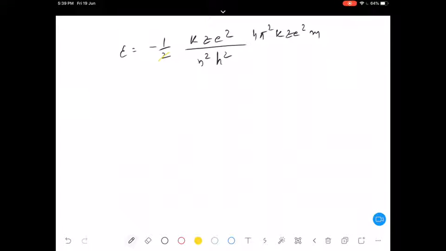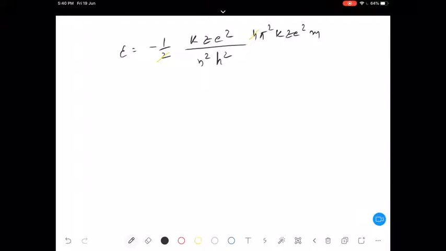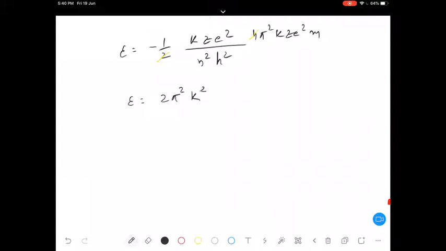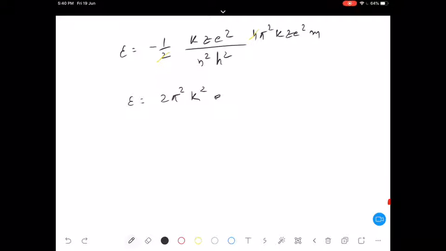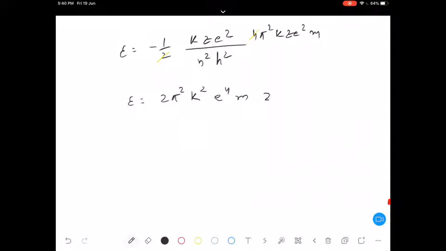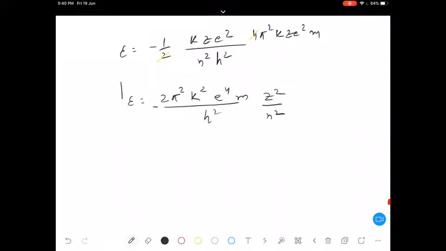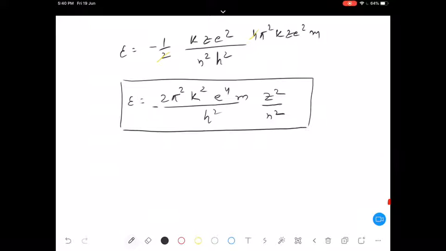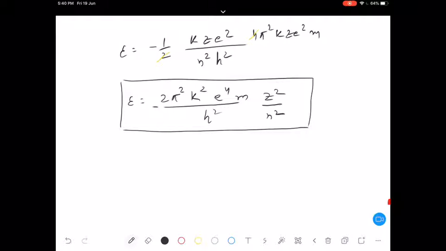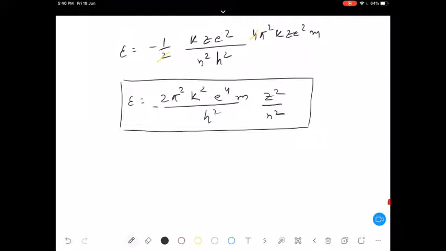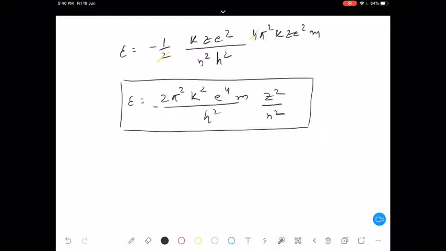See this, 2 will get cancelled out. This expression for energy will be coming out to be E is equals to minus 2 pi square k square e to the power 4 m into z square upon h square n square, with a negative sign. Isn't that right? That will be the expression for energy.